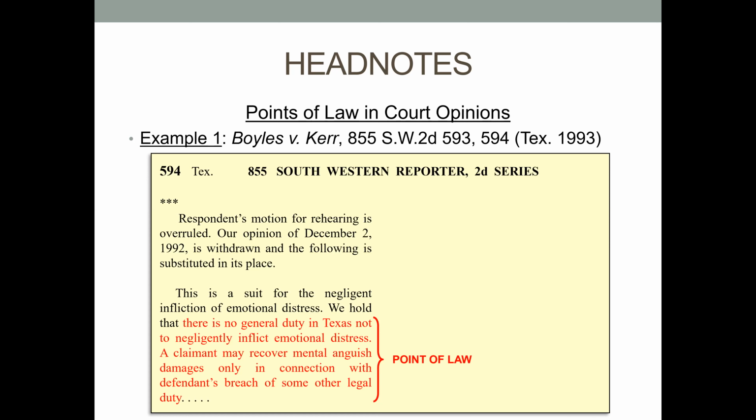Okay, there's a point of law. And the court, early in this opinion, stated its conclusion or holding up front, and then would later go on to explain and discuss the reasons for that holding. So here we have our first point of law in the opinion.